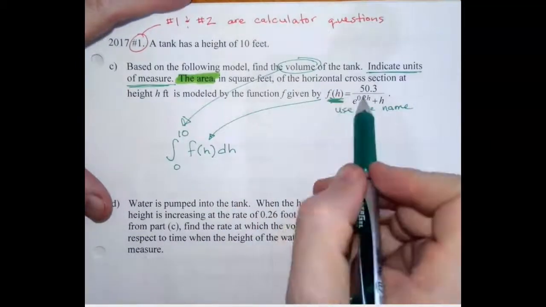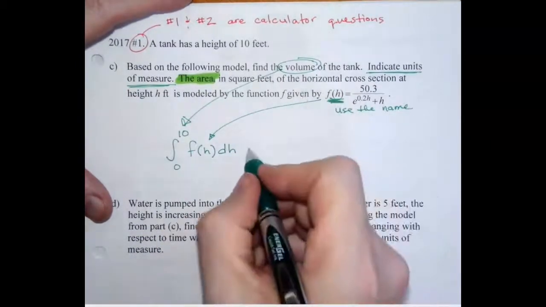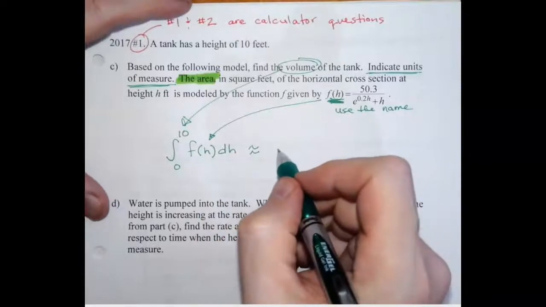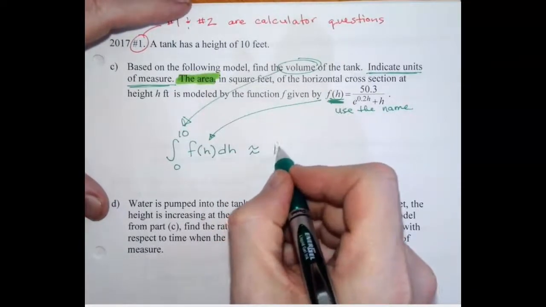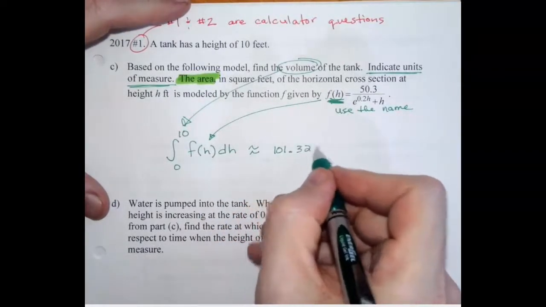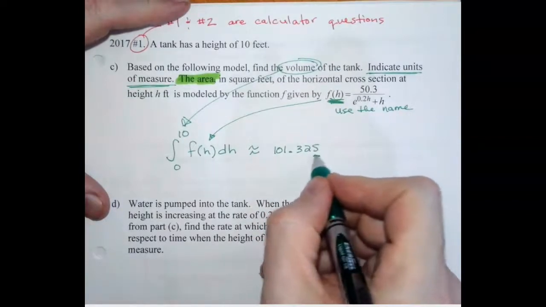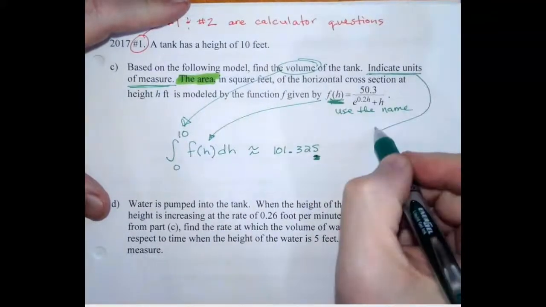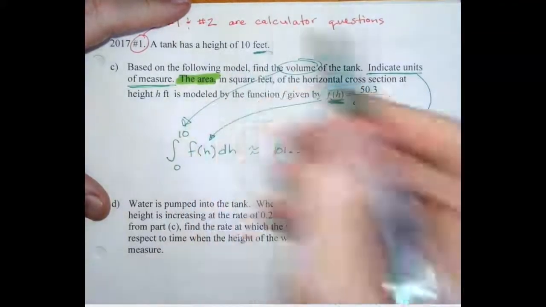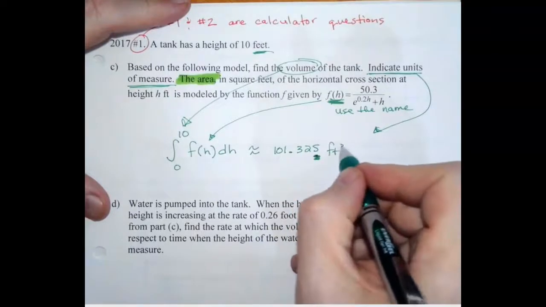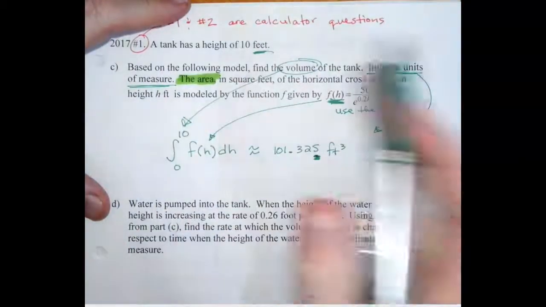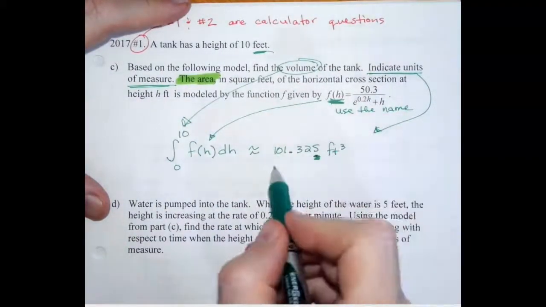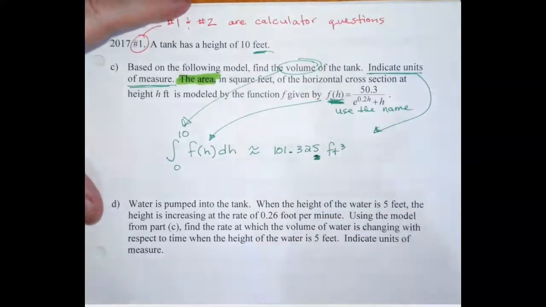Alright, and so then you would just type this in your calculator. If you don't know how to do that, you need to ask me in office hours. And so that's just going to be 101.325. You absolutely have to round it off to the proper decimal. And then don't forget the units. So the height was in feet, so the volume is going to be in feet cubed. There was no other units involved in there, so that would be it. Okay?